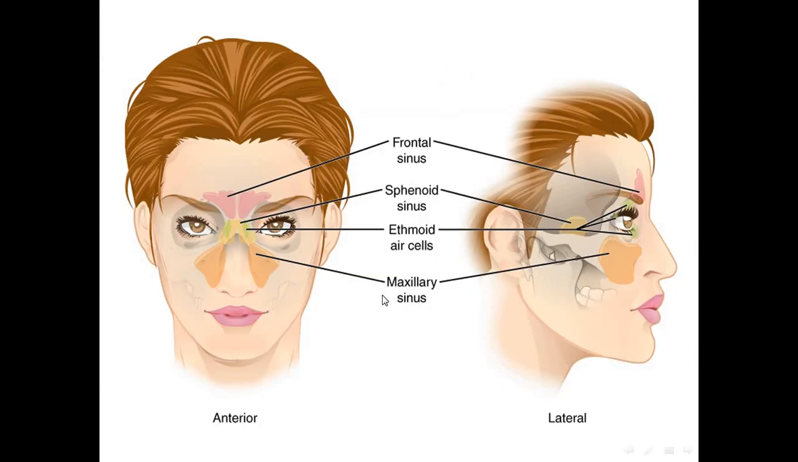This is an illustration of the location of these paranasal sinuses: maxillary sinus within maxilla, frontal sinus within frontal bone, sphenoid sinus on either side of the sphenoid bone, and the ethmoid air cells. Sorry, sphenoid sinus is posteriorly at this location, posterior to the nasal cavity, and ethmoid air cells on either side of the ethmoid bone.